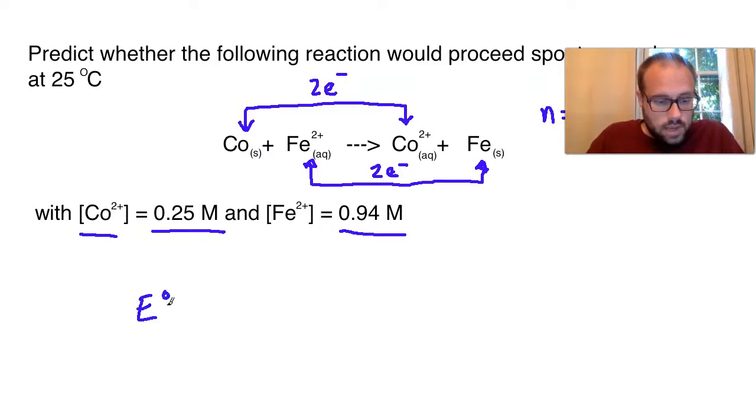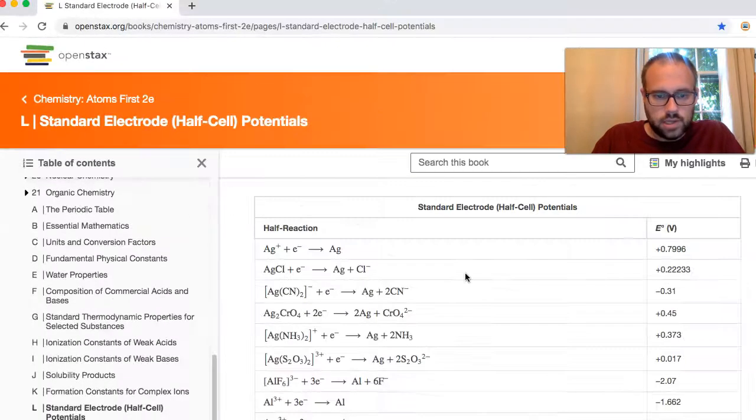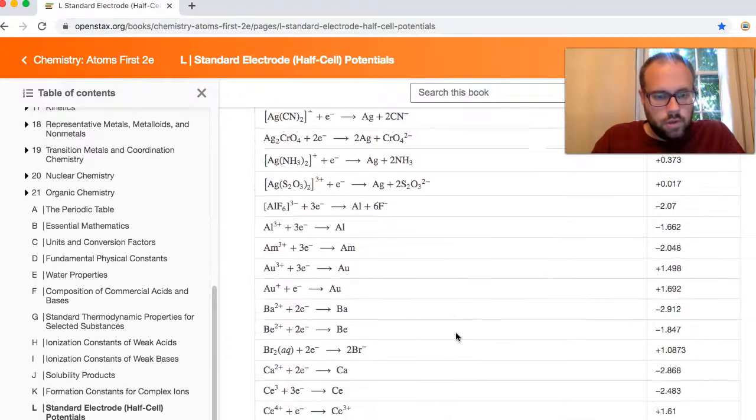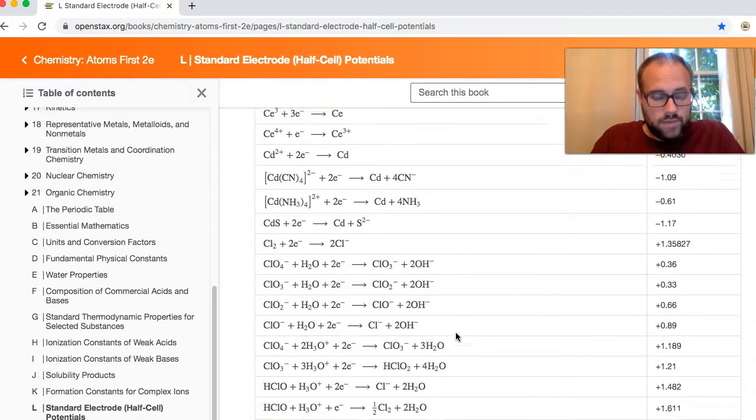I'm going to need the reduction value for the iron, so that's iron 2 plus and iron, and then I'll obviously also need the one for the cobalt. So that's the E for the CO2 plus CO. All right, so let's go find these values on our chart, which we'll pull up right here. So I need the iron 2 plus and the cobalt 2 plus. So cobalt will be first on the list because alphabetically CO is going to come before Fe.